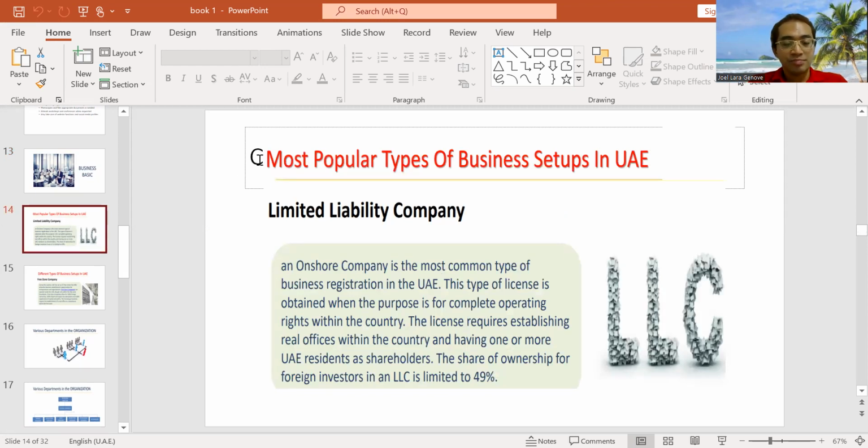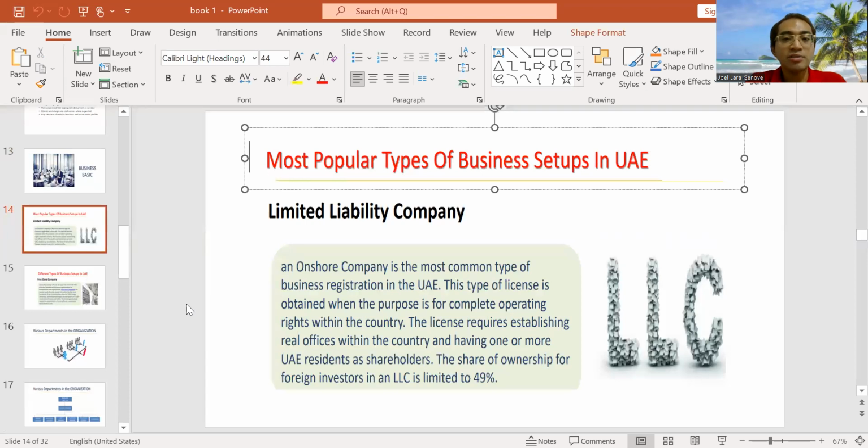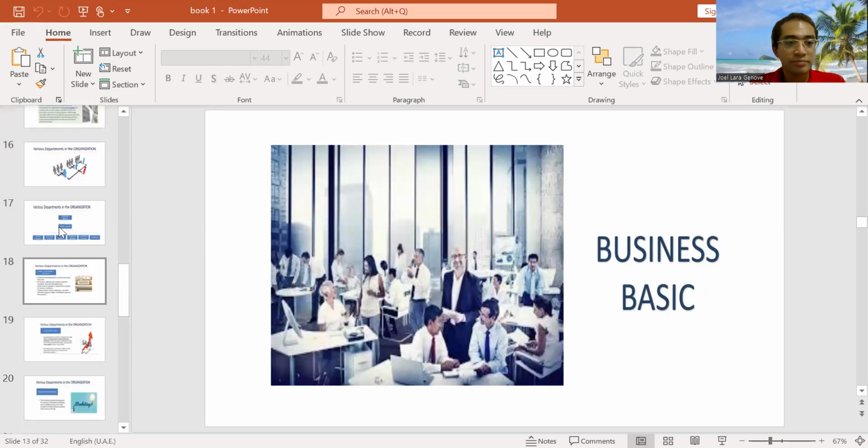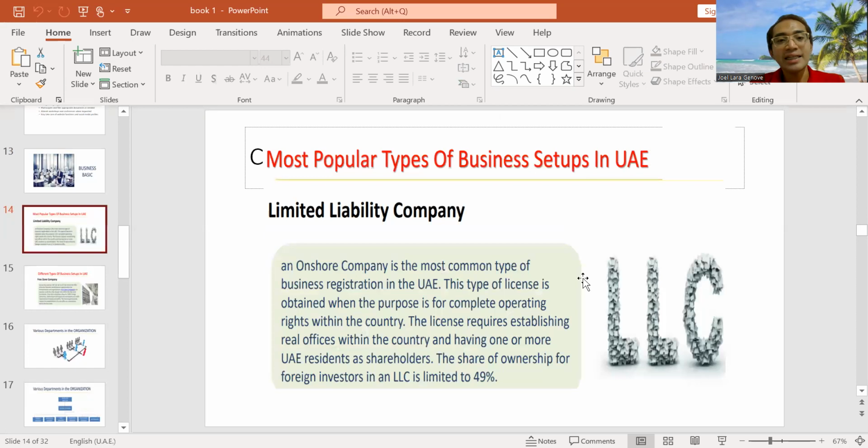Page 14. Most popular types of business setups in the UAE. Okay. So these are your ideas. First, LLC, limited liability company. An onshore company is the most common type of business registration in the UAE. This type of license is obtained when the purpose is for complete operating rights within the country. The license requires establishing real offices within the country and having one or more UAE residents as shareholders. The share of ownership for a foreign investor in an LLC is limited to 49%.